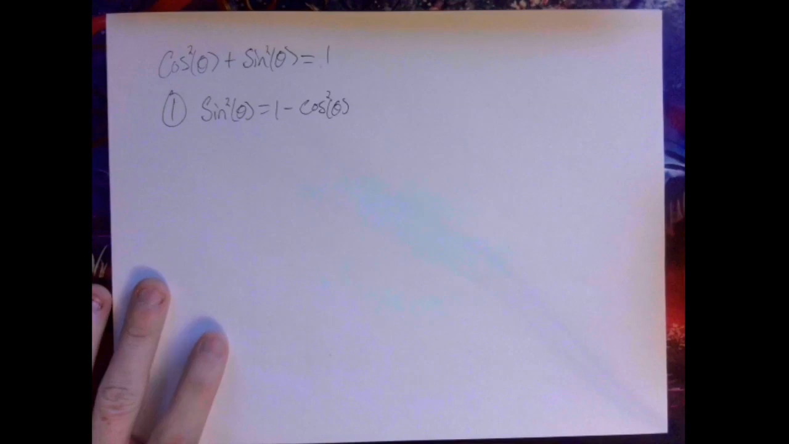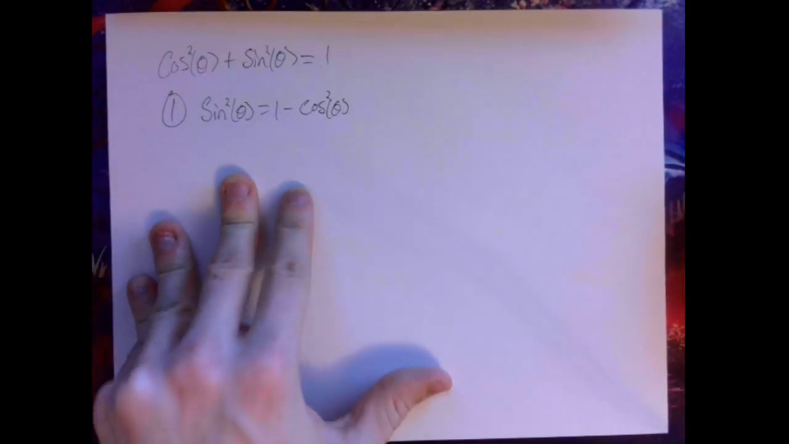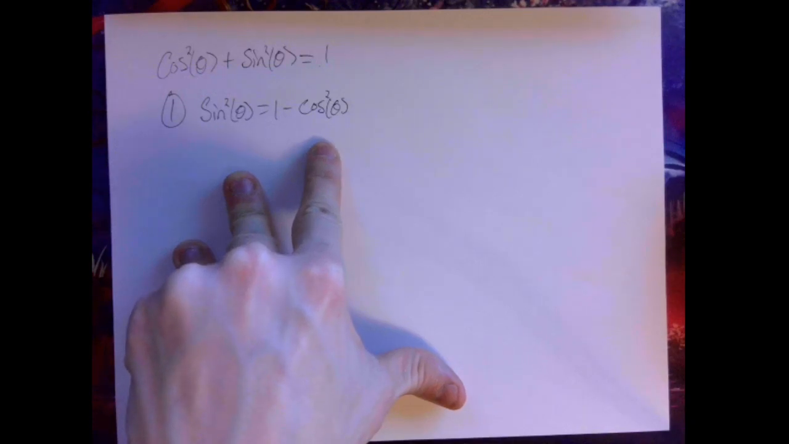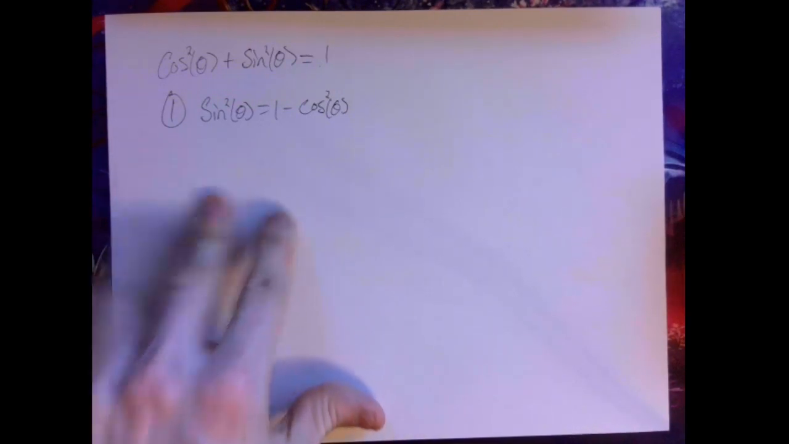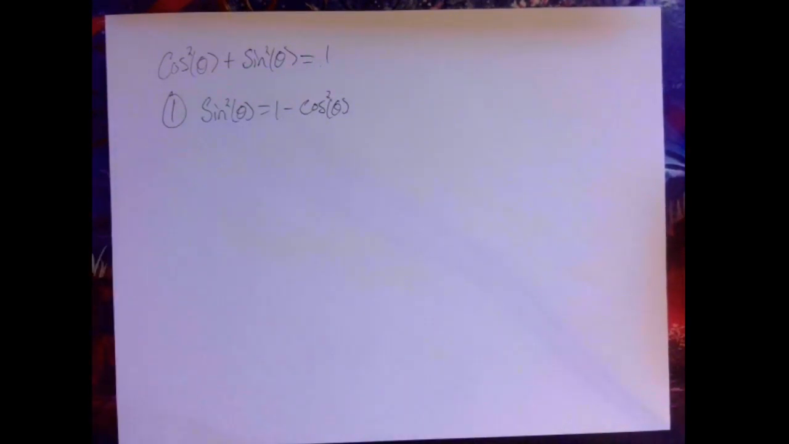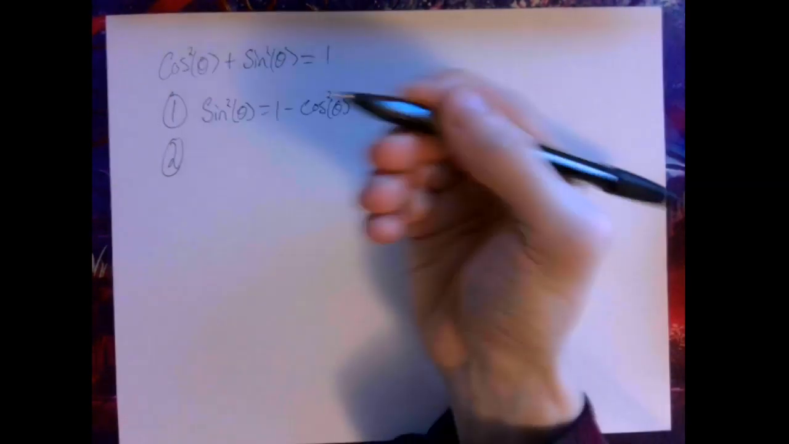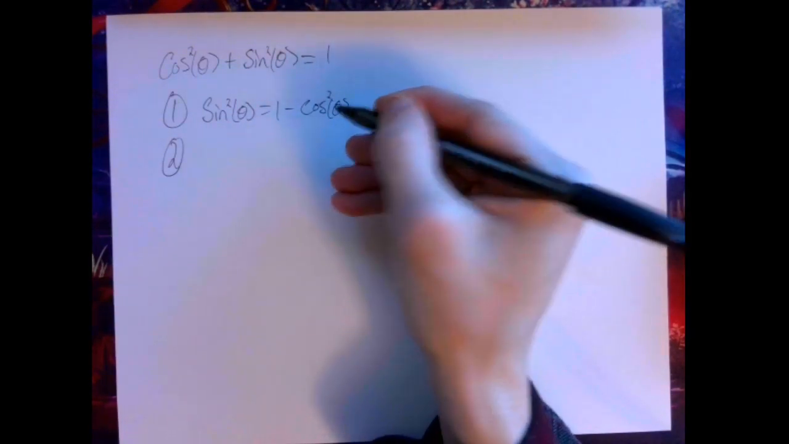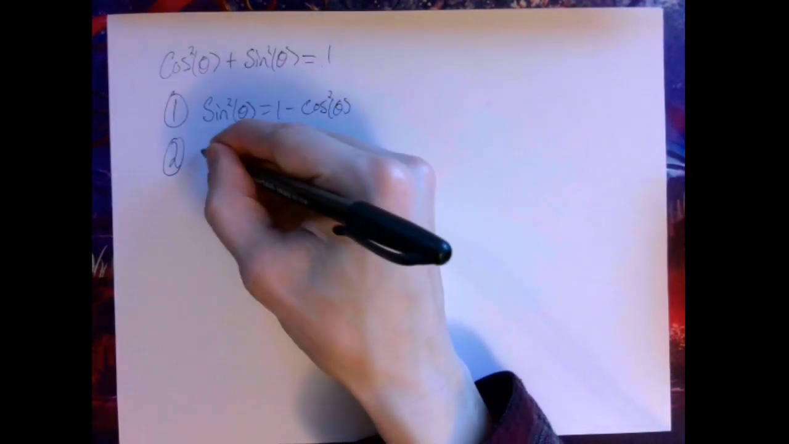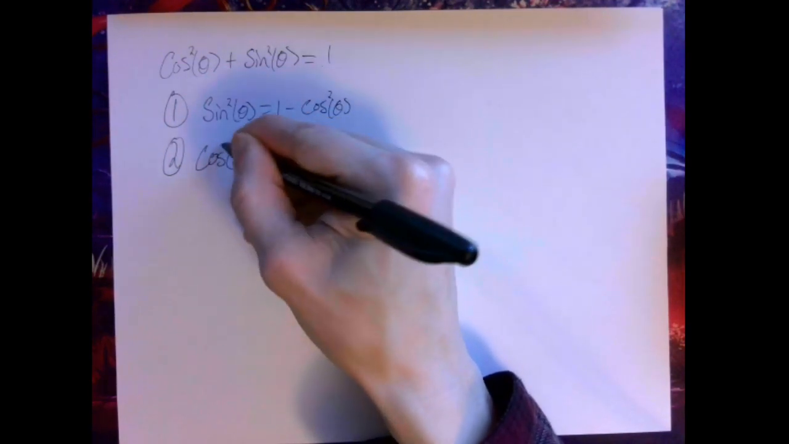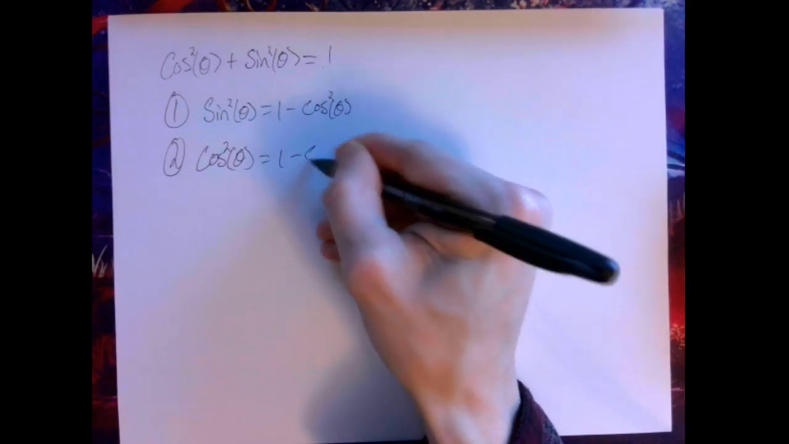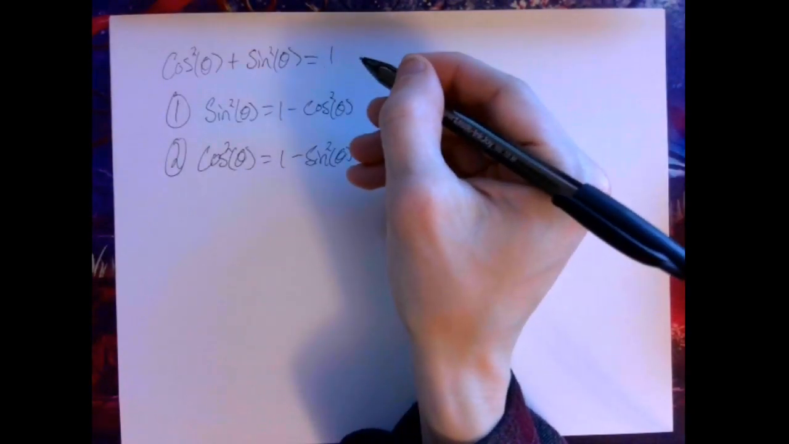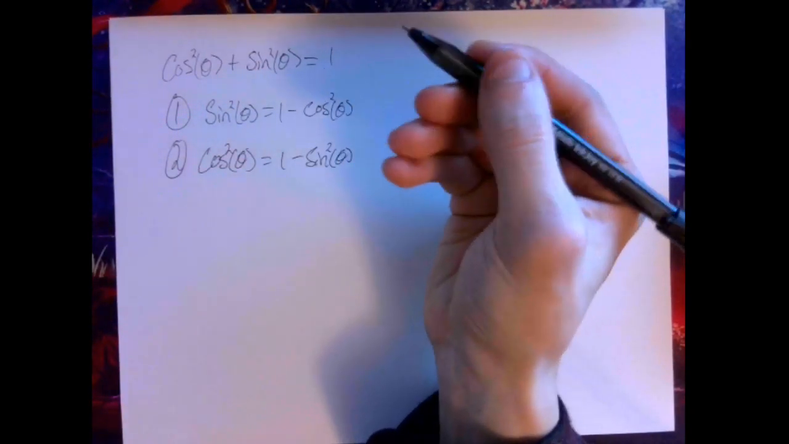That would be our first version of it, because if we had an equation that we're trying to solve for cosine, but it had a sine in it, we would use this to put everything in terms of cosine, and that would help us out. So here we can do the same thing with cosine of theta squared. If we wanted cosine of theta squared by itself, we could say cosine of theta squared equals 1 minus sine of theta squared. Again, all I did was subtract sine of theta squared over from that side.